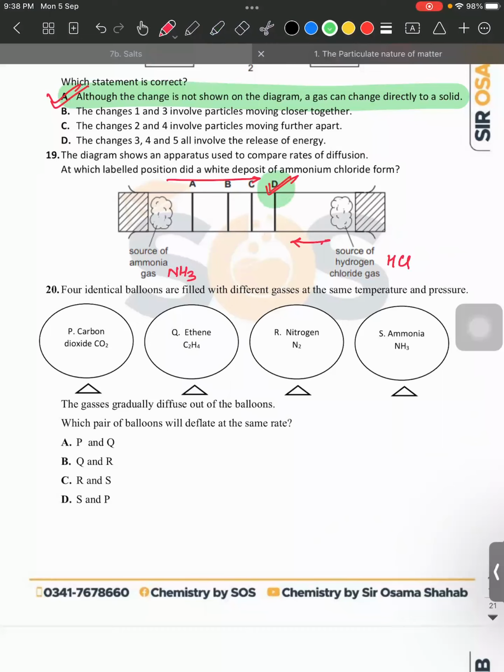Yes. Then they are saying four identical balloons are filled with different gases at the same temperature and pressure. The gases gradually diffuse out of the balloon. Which pair of balloons will deflate at the same rate?